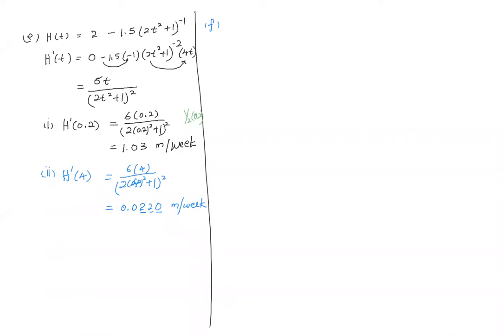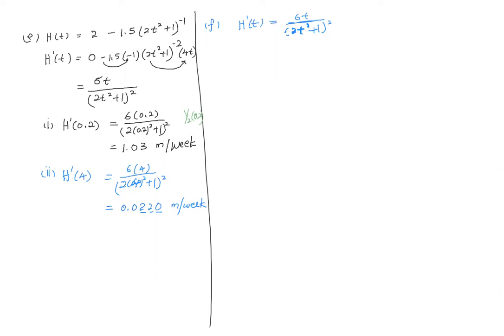Part F, they say show that h prime t is always greater than 0. So we want to show, how should we do it? Our h prime t is 6t over (2t squared plus 1) squared. Now how are we going to show that it is always greater than 0?